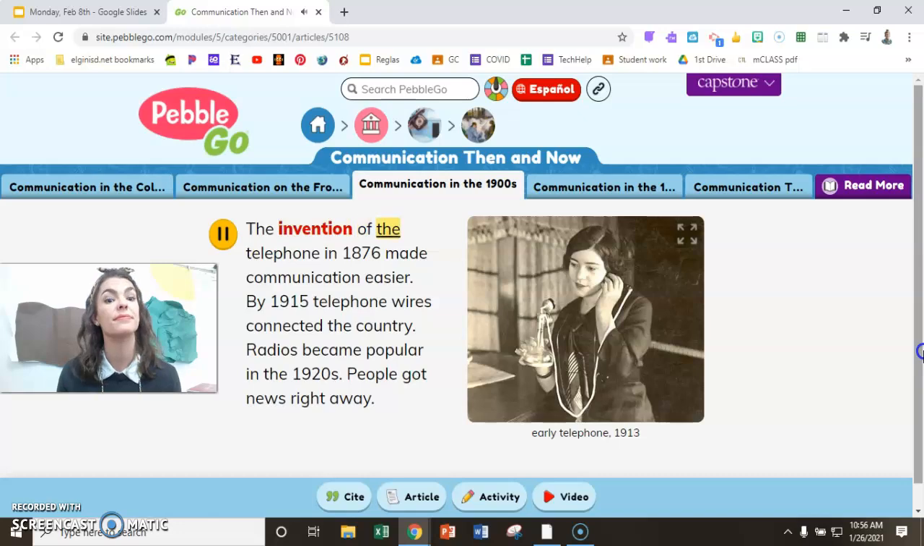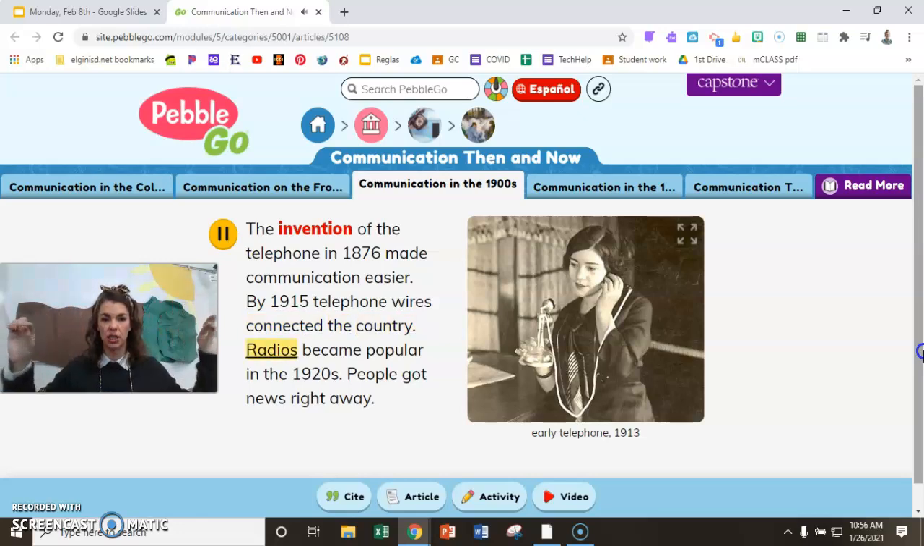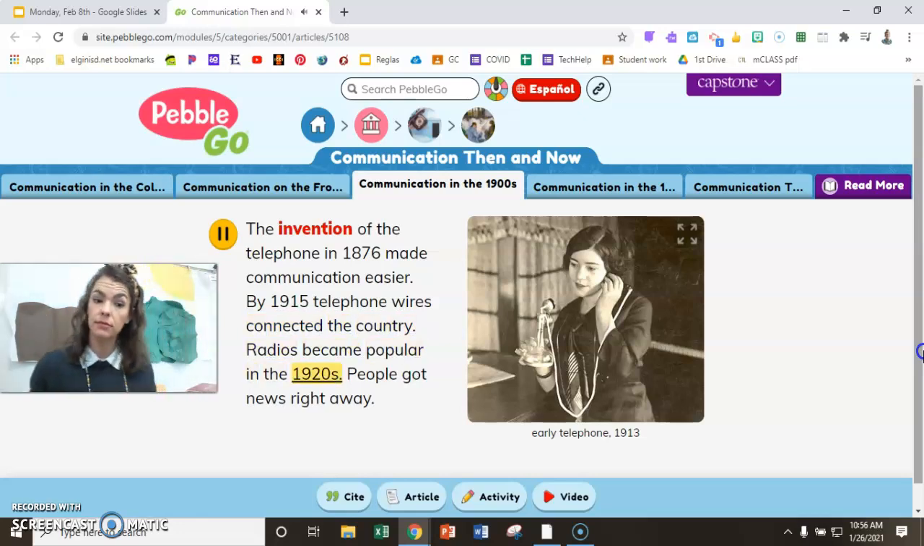The invention of the telephone in 1876 made communication easier. By 1915, telephone wires connected the country. Radios became popular in the 1920s. People got news right away.